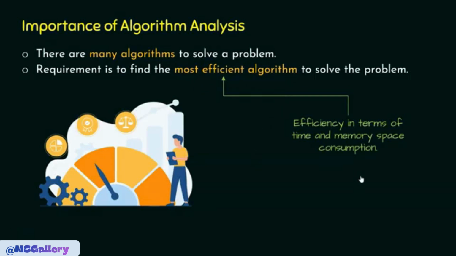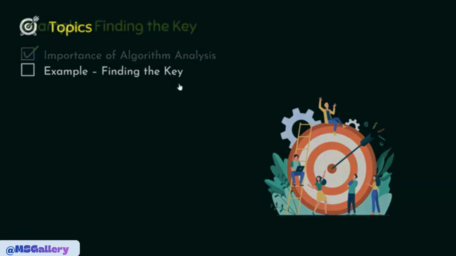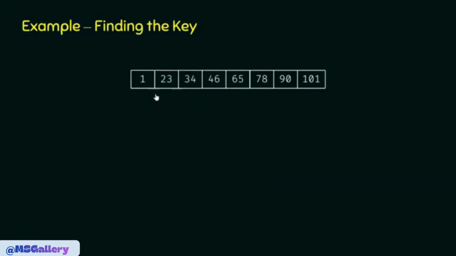So now we know the importance of algorithm analysis. Let's properly understand this through an example of finding the key in a list. Let's take an example list which consists of 8 items: 1, 23, 34, 46, 65, 78, 90 and 101. These are the items of this list, and let's say the requirement is to find the key 90 in this list. How do we find this key?